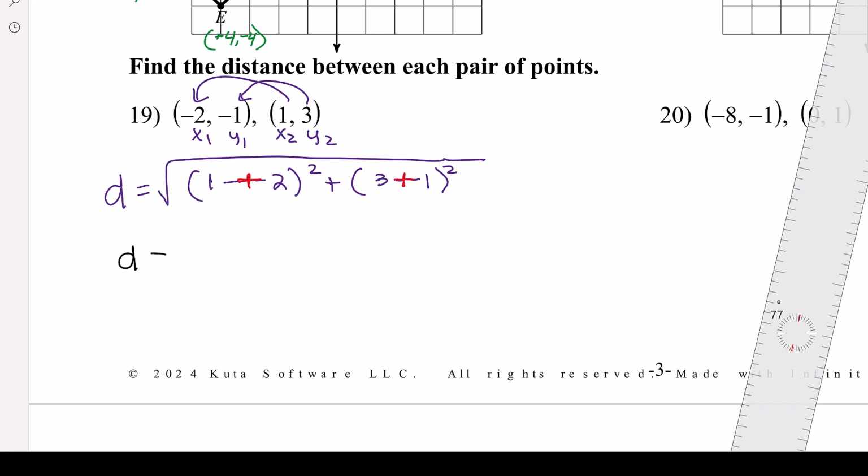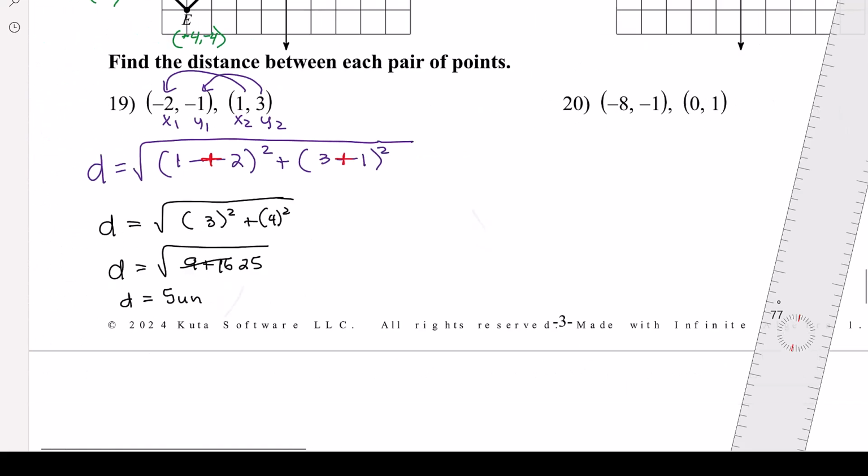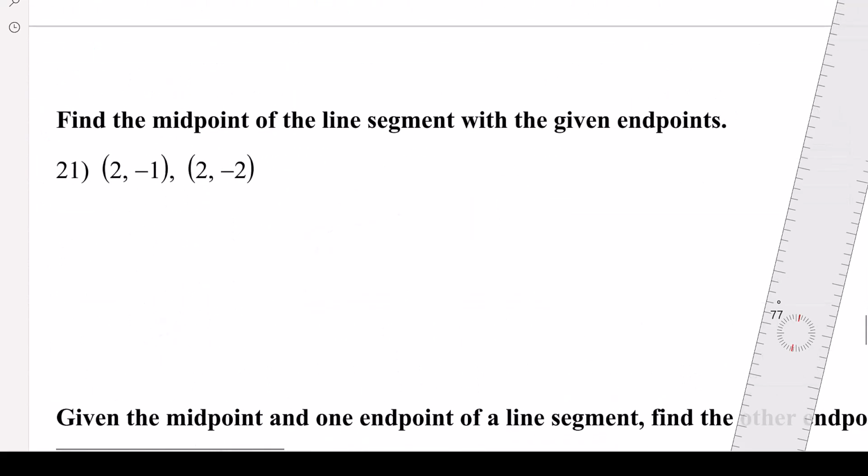So now what you have in here is 3 squared plus 4 squared. 3 squared is 9. 4 squared is 16. Add those together, you get 25. Well, the square root of 25 is 5. So 5 units. That's the distance between those 2 points. Okay, let's go on. Midpoint.